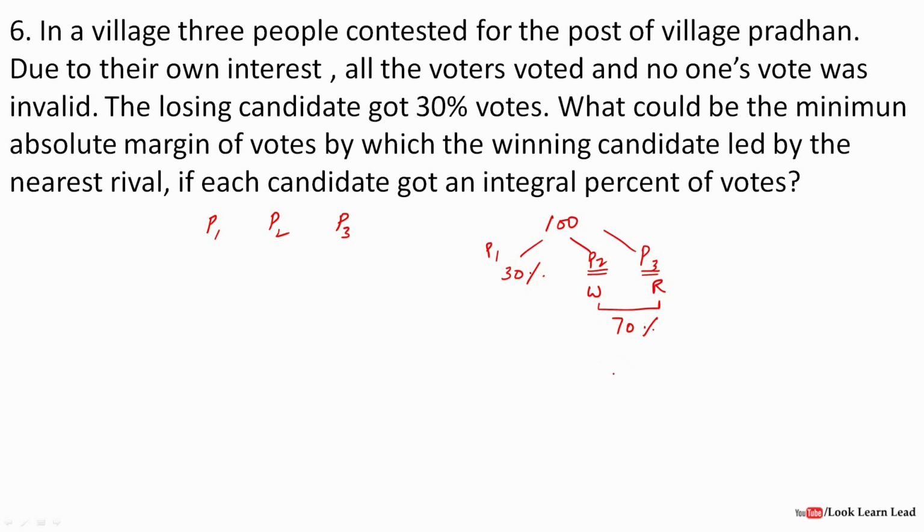Let us think like that. If they both have got an equal number of votes, it would be 35% and 35%. But one is the winner from this. So if one vote goes from here to here, P2 is the winner. So how many votes would P2 get? He would get 36 and P3 would get 34. Now what is the margin of votes? It is 36 minus 34, which is equal to 2. So the margin of votes is 2. Next question.